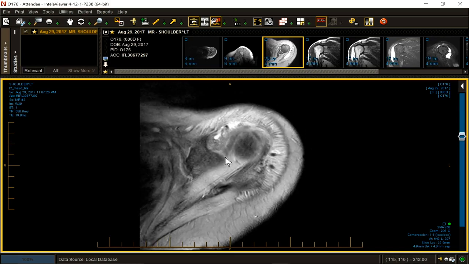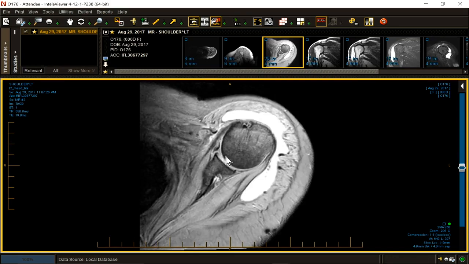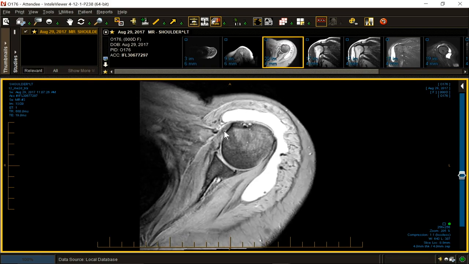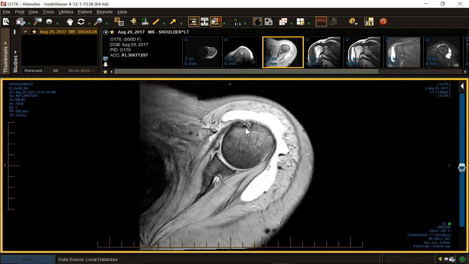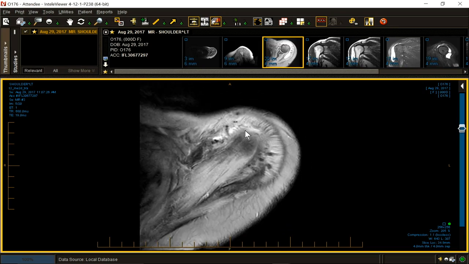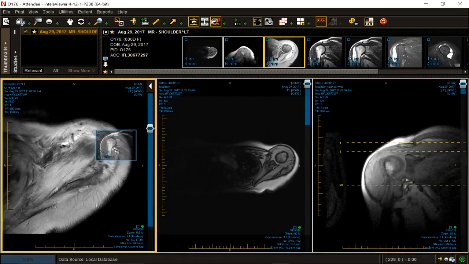We can see our biceps labral anchor. It's normal. Our subscapularis is normal. Our labra are normal. I don't think we can ascribe cuff pathology as the cause of our collection. Let's go long axis.